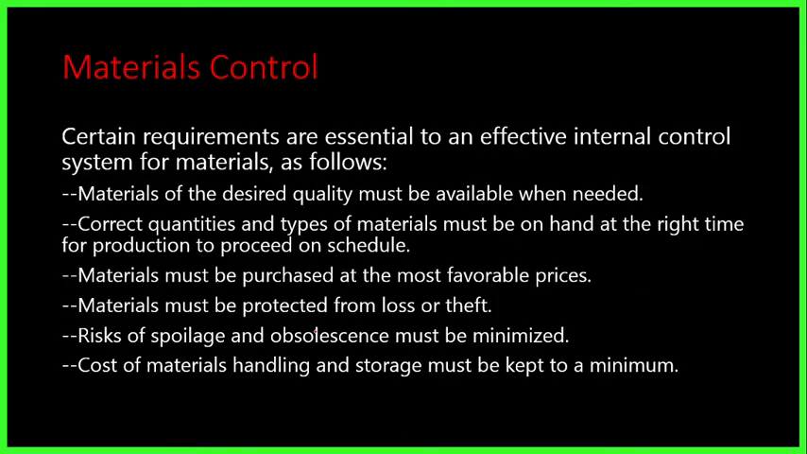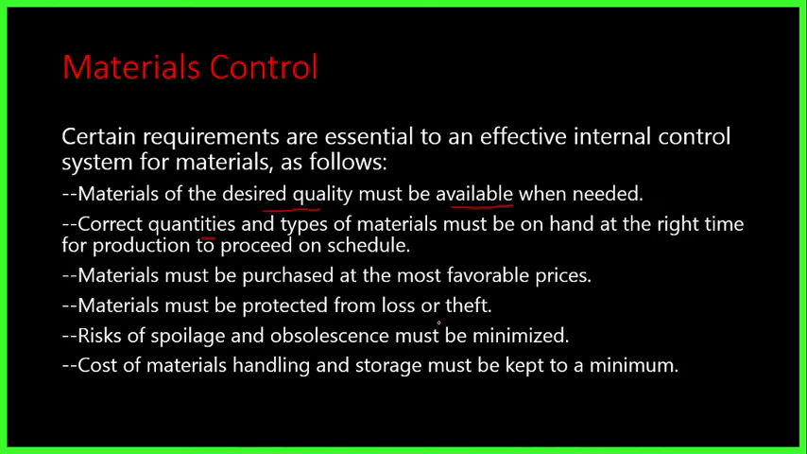Now, what are the requirements for materials control so that it will be effective? These are as follows. Number one, we want our materials to be available. Not just the materials, but the desired quality of our materials should be available when needed. Aside from that, not just the quality but also the quantity and type of materials must be on hand at the right time for production to proceed on schedule. So in short, you want the right materials: the right quality, the right quantity, and the correct type at the time when they are needed.